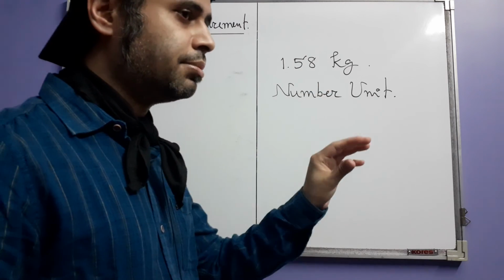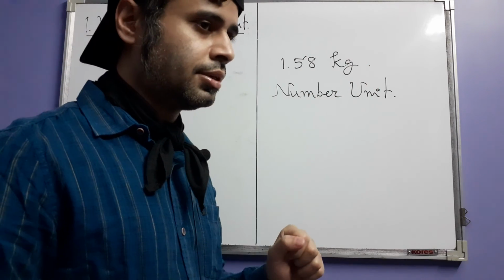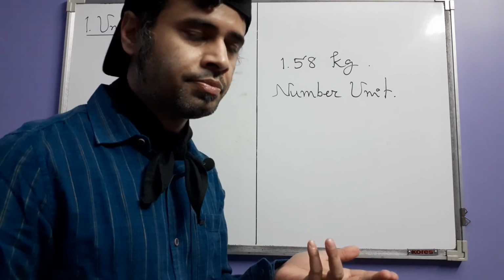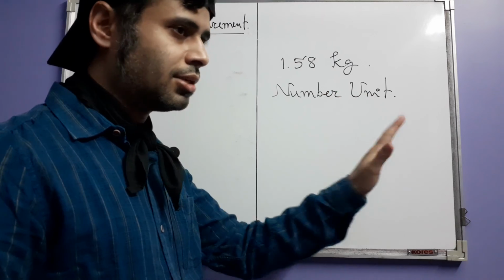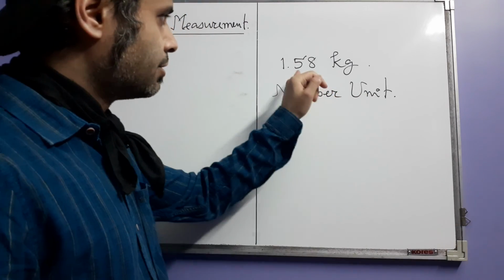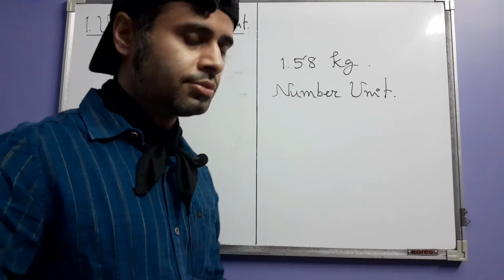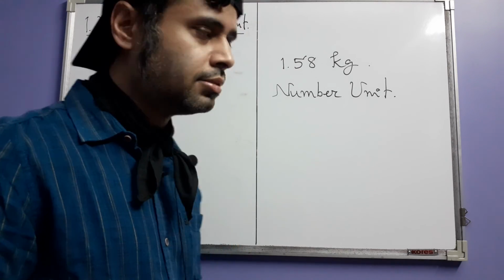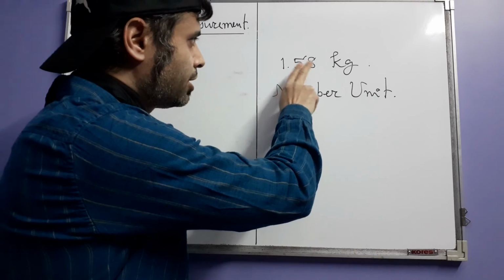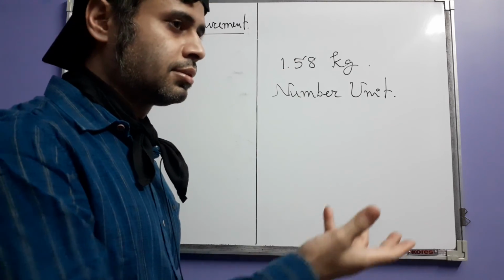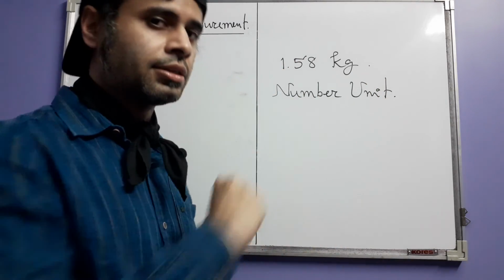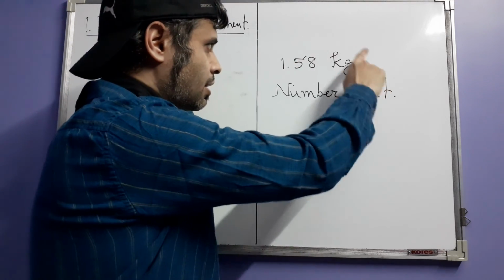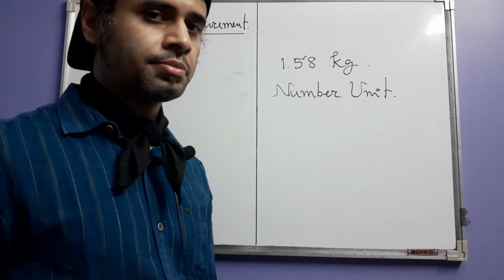There is a definite meaning of this kilogram. There is a precise meaning of what 1 kilogram is, so that people already agree on, and this 1.58 tells you that your stone or whatever you are weighing has 1.58 times the weight of that 1 kilogram. Okay, so this is how the result of a measurement looks.